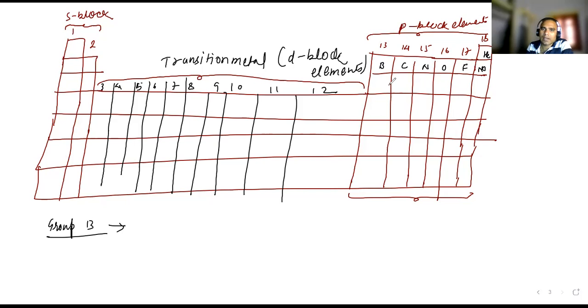Then again I filled it out. That is aluminum, here it is silicon, phosphorus, sulfur, chlorine, argon. We filled these initially.